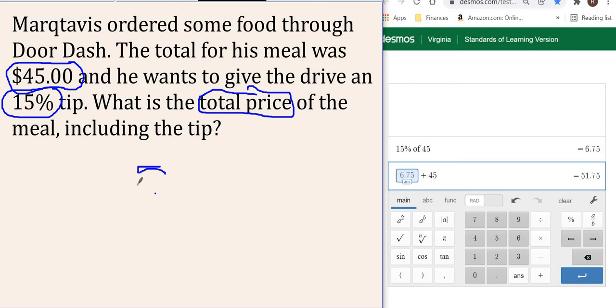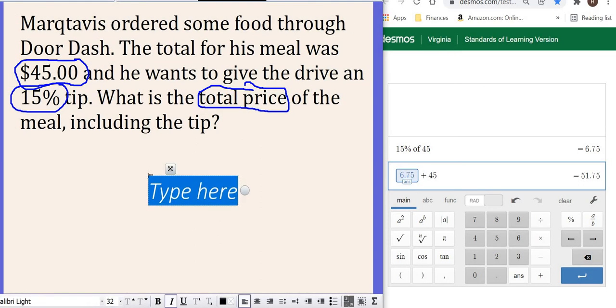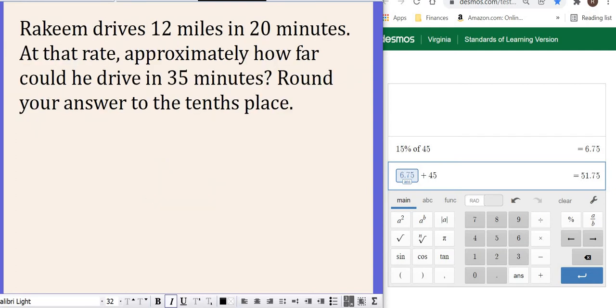So your total price including the tip, and let me go ahead and just erase what I just did because that wasn't very good. And I'm going to type it instead, is going to be $51.75. That would be the total. Okay? All right, let's see what our next problem is.